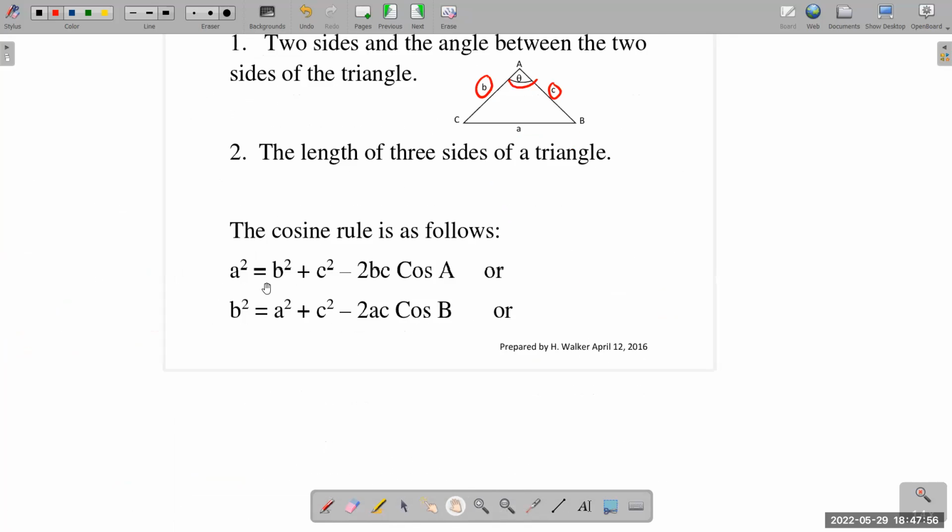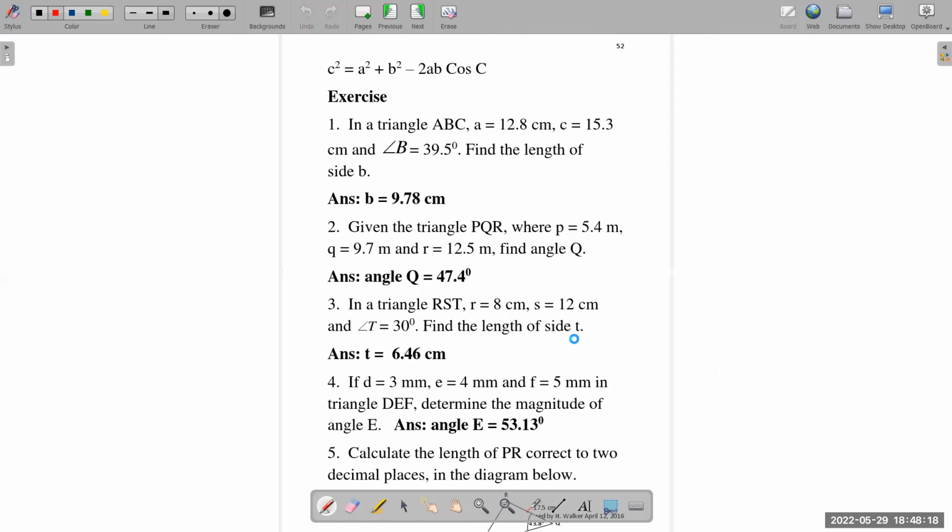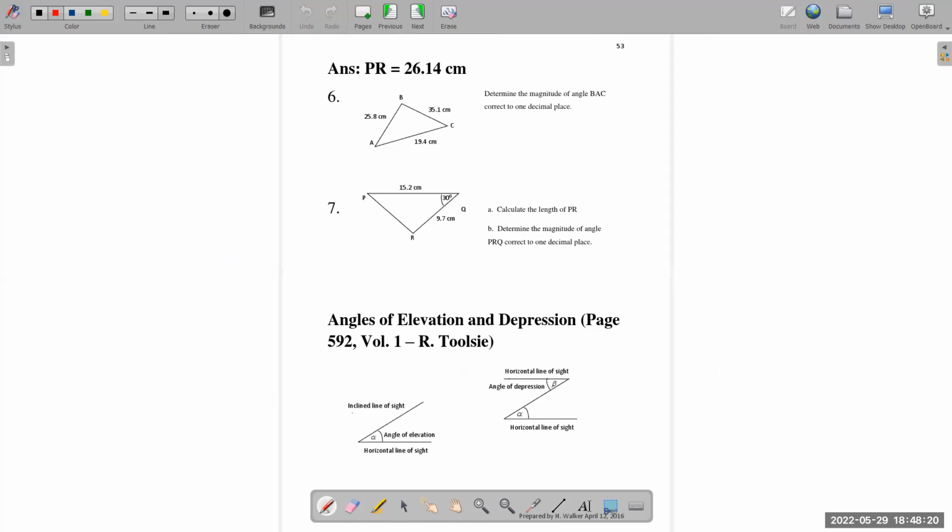The formula, oh, here it is. Again, don't stress yourself to memorize it because it's on the formula sheet, but it doesn't hurt to know it out of your head. A squared equals B squared plus C squared minus 2BC cos A. Keep in mind, this is 2 times B times C times cos A. Okay? I'm going through this quickly because I want us to look at some actual answers.